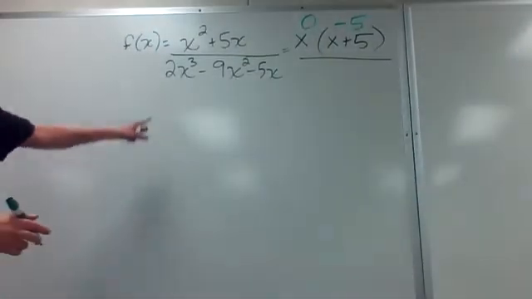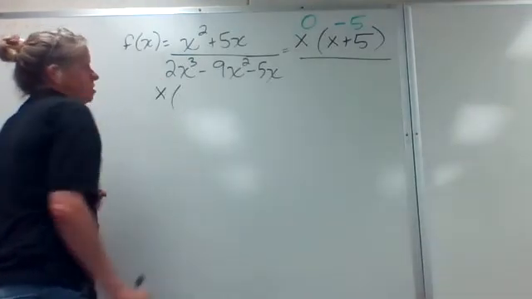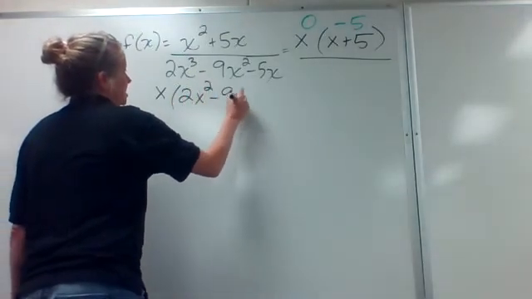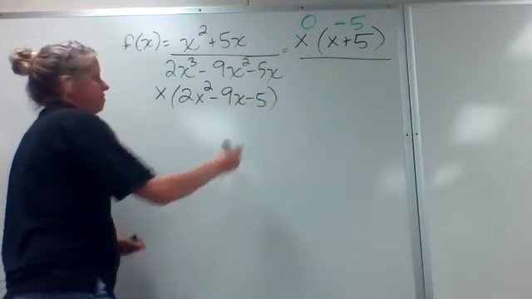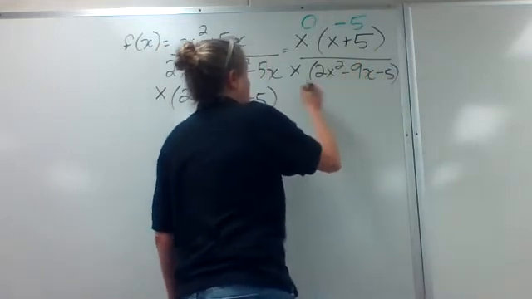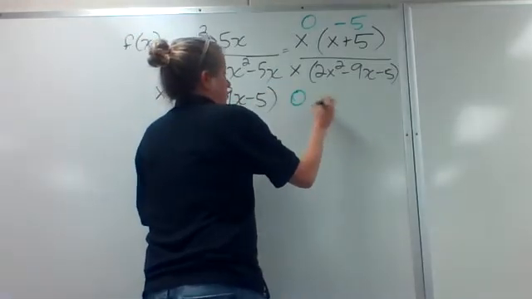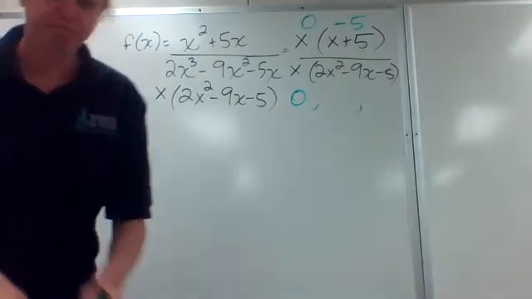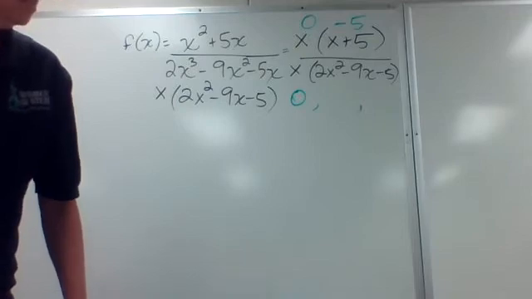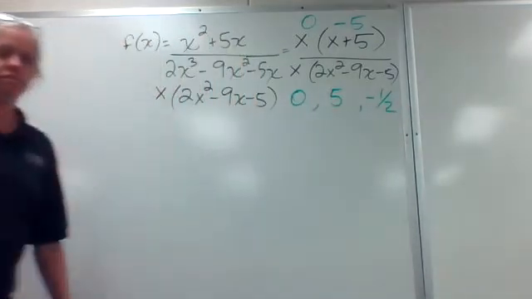What about the denominator? I can also pull out an x, which leaves me with what? 2x squared minus 9x minus 5. So what's this one zero going to be? 0. How can I find the other two? Quad. Okay, so 5, -1/2.